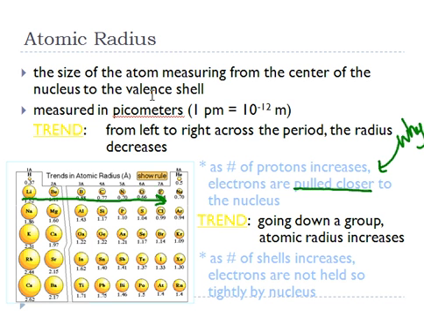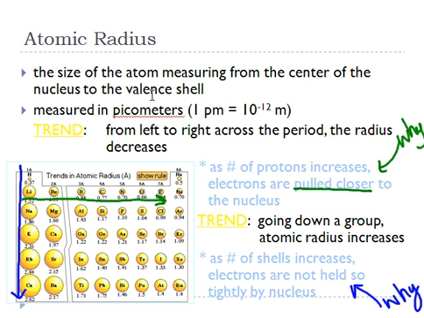So those shells of electrons around the nucleus are going to be pulled in closer. The trend going down a group, this is the second trend, is that the atomic radius increases. Again, the big thing is that you know the trend, but also that you can explain why. So why does this happen? As we go down a group, we increase the number of shells.